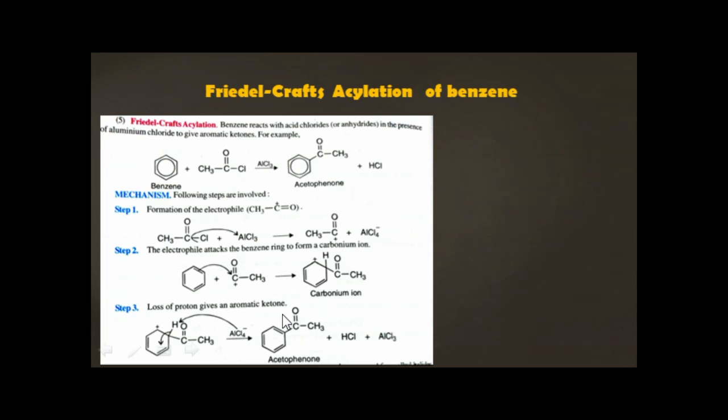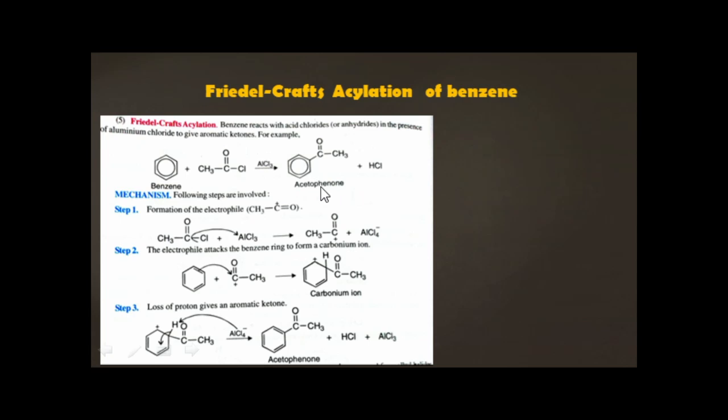The last type of aromatic electrophilic substitution is Friedel-Crafts acylation of benzene. From the name itself, an acyl group is to be substituted instead of one hydrogen at the benzene ring. So here the attacking reagent is acetyl chloride. The catalyst used is aluminium chloride. So the substituted product formed is acetophenone.